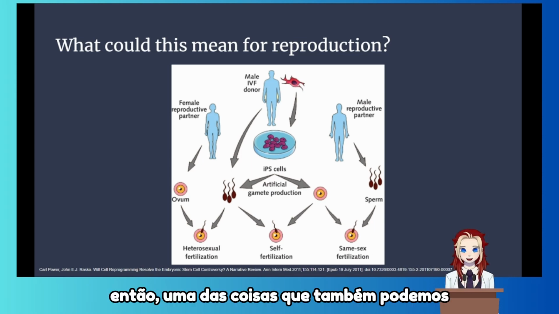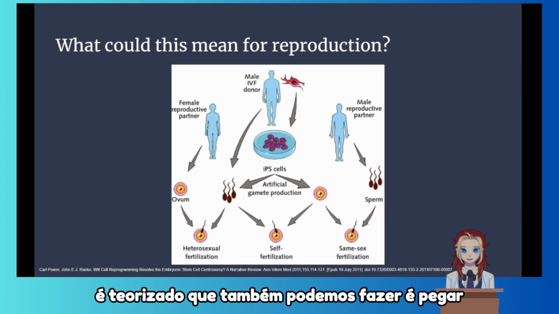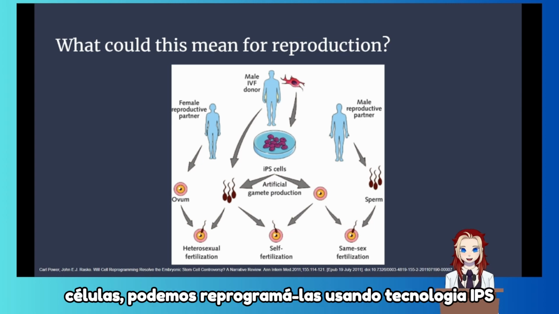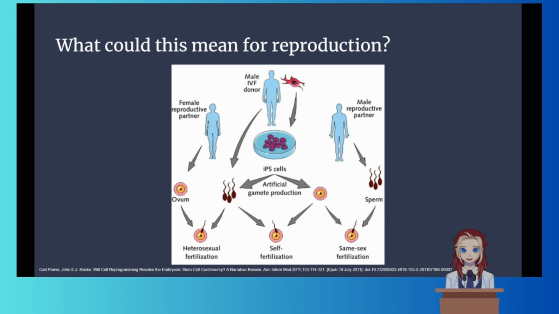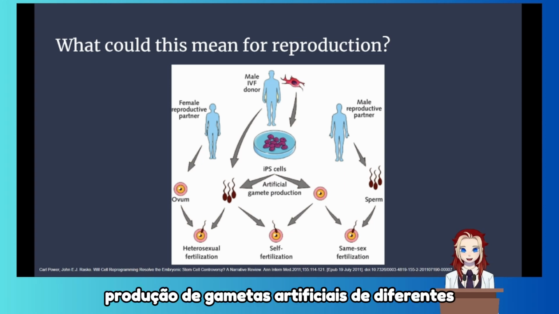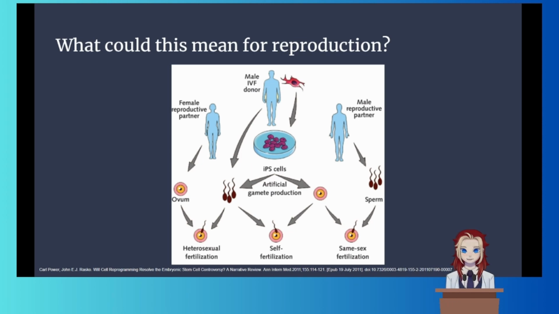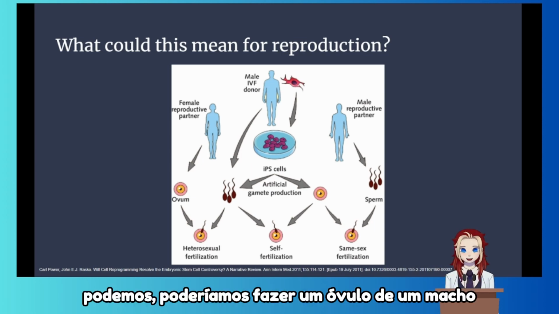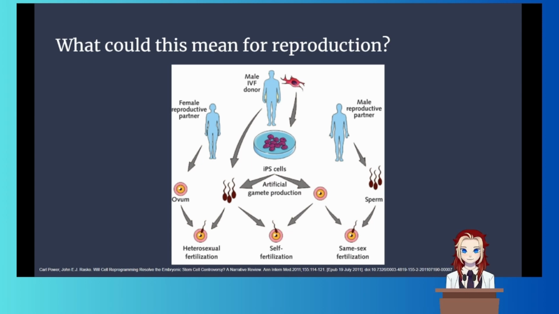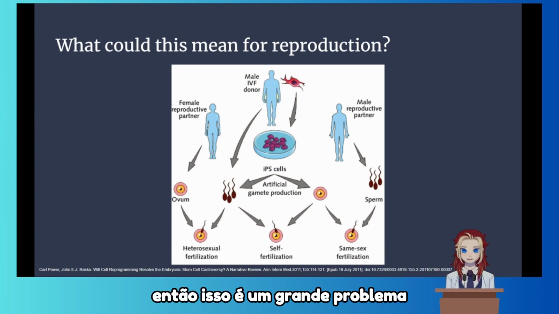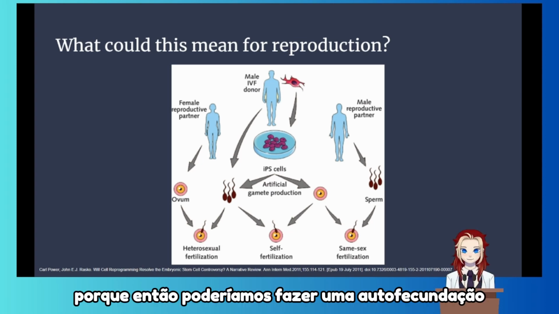So one of the things that it's theorized we can also do is we can take cells and reprogram them using IPS technology. We could make artificial gametes, a production of different cells. We could make an egg cell from a male. So this is quite a bit of a problem, because then we could do a self-fertilization.